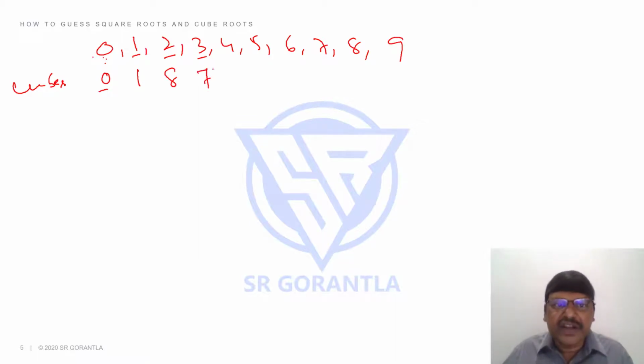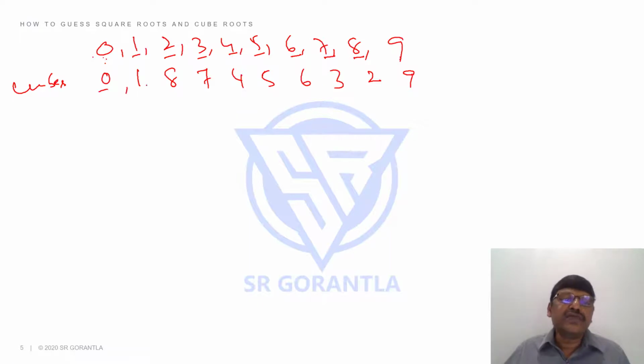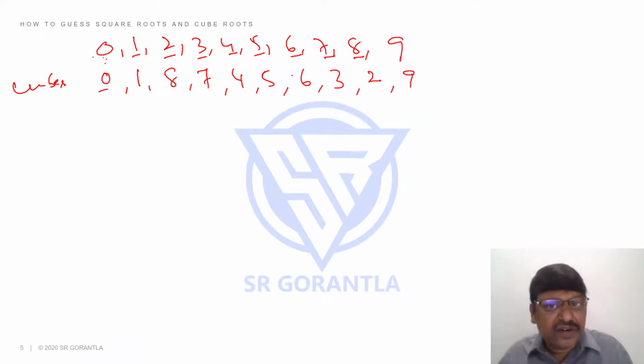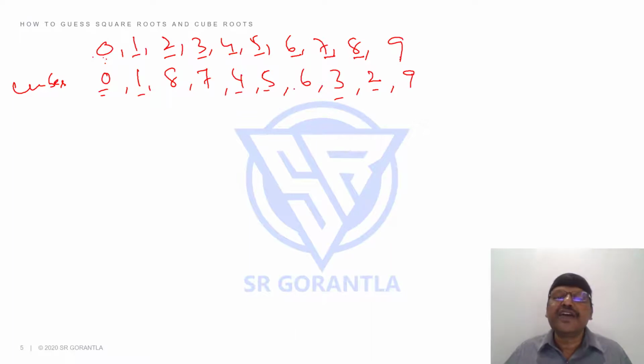3 cube will end with 7. 4 cube will end with 4. 5 cube will end with 5. 6 cube is 216, that is 6. 7 cube is 343, 3. 8 cube 512. 9 cube 729. Students, what we discussed about cubes: in the case of squares 2, 3, 7, 8 will be missing, but in the case of cubes no digit will be missing. You can see 0, 1, 2, 3, 4, 5, 6, 7, 8, 9, all 10 digits are there. Since no digit is missing, there is no repetition also.